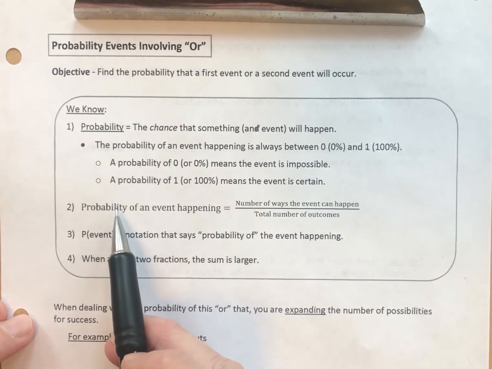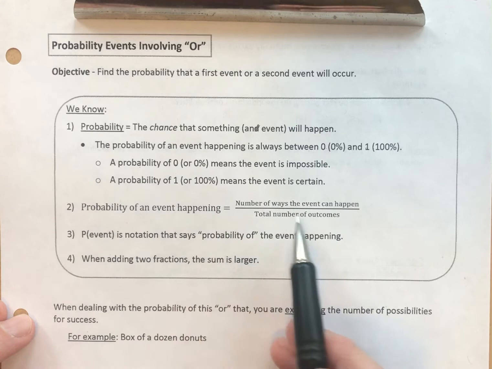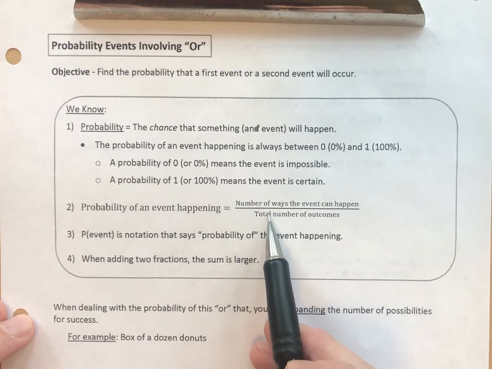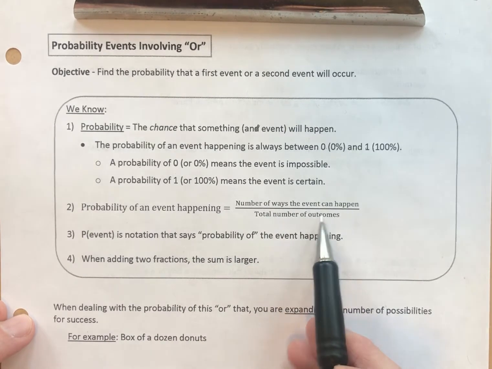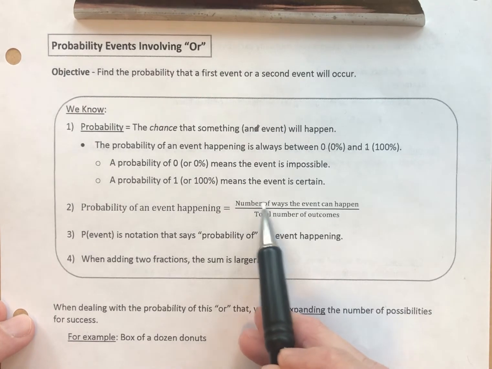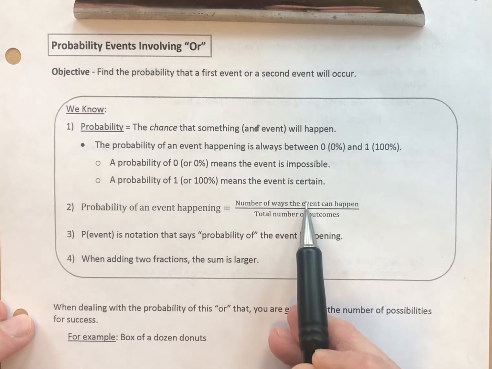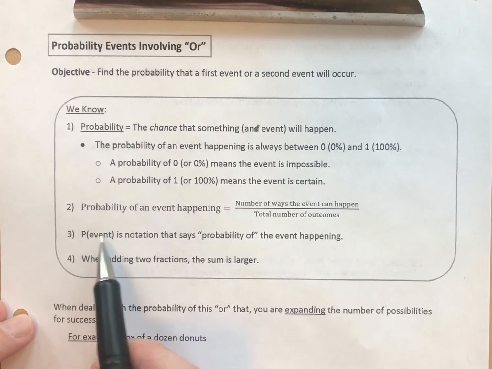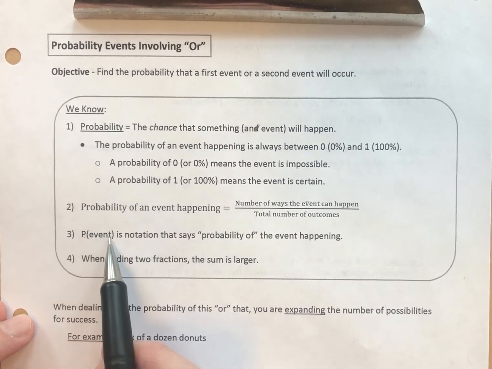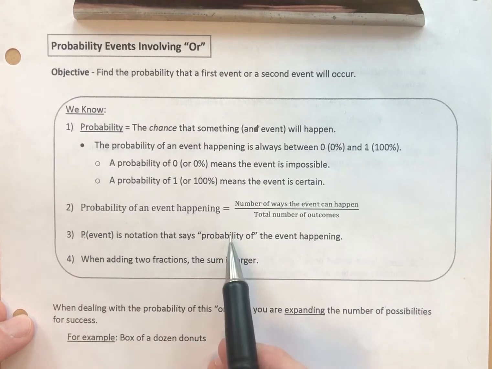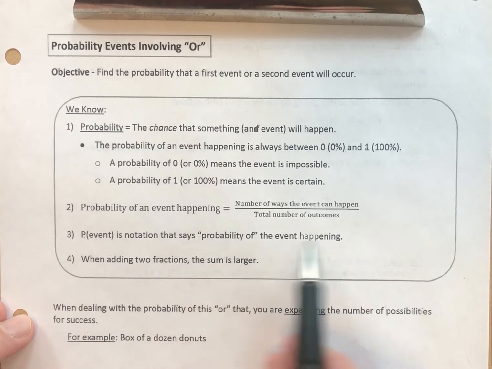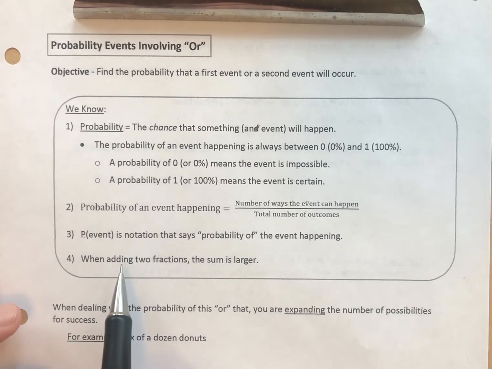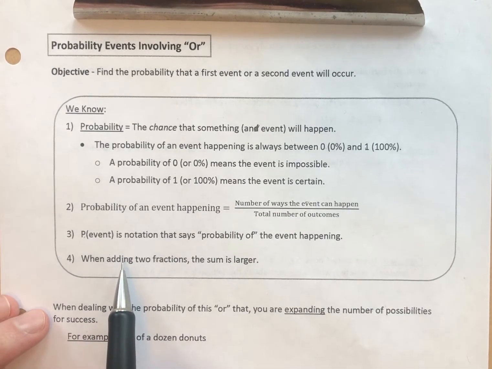We know how to find the probability of an event happening. We first establish the total number of outcomes, and then the numerator is the number of ways that the particular event you're looking for can happen. We have some notation: P parentheses event says probability of the event happening. And we're going to see this concept useful in this video.